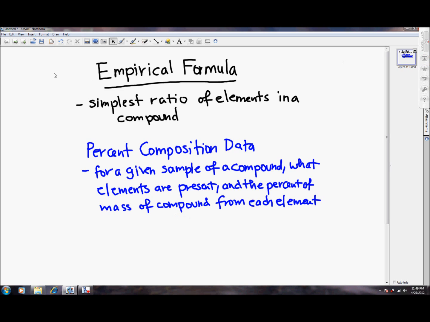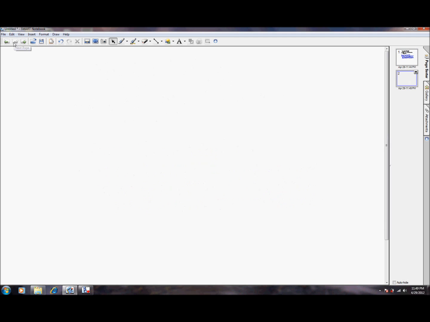And I'm going to walk you through the steps that you will need to do an empirical formula. To follow along, you're going to need two things. You're going to need your periodic table, and you're going to need a calculator. Alright, so let's look at the steps for an empirical formula, and then I'm going to do an example problem to walk along with the steps.